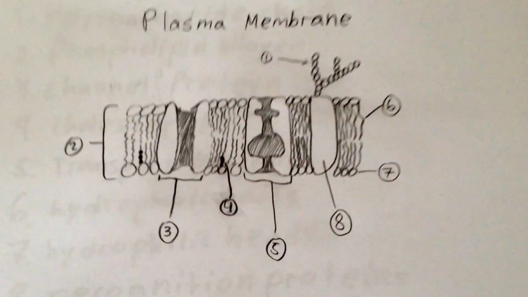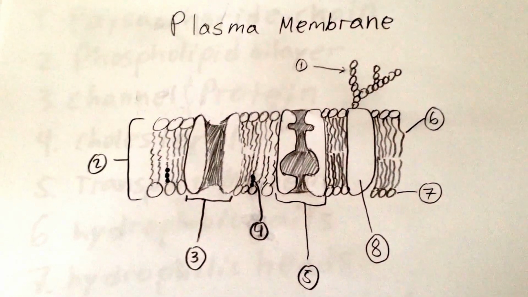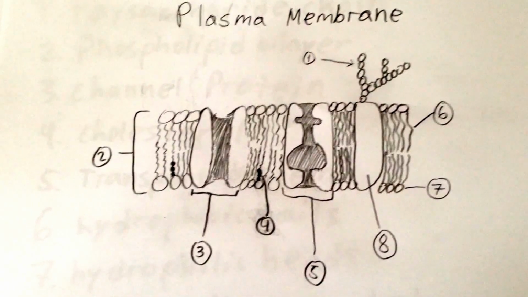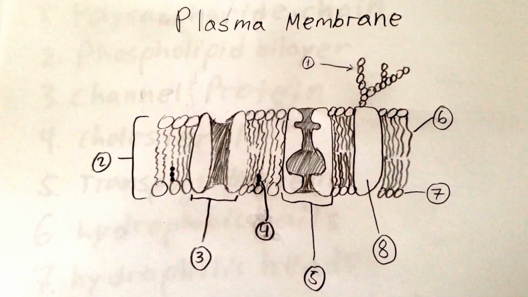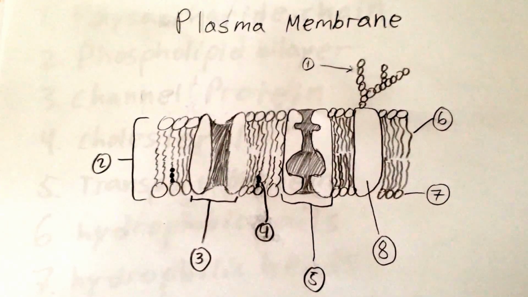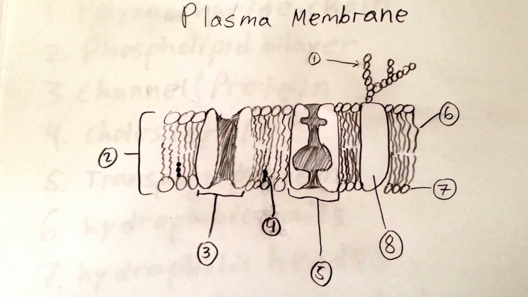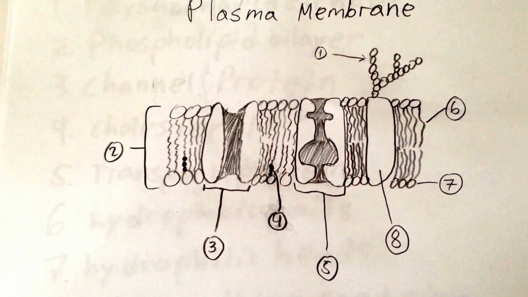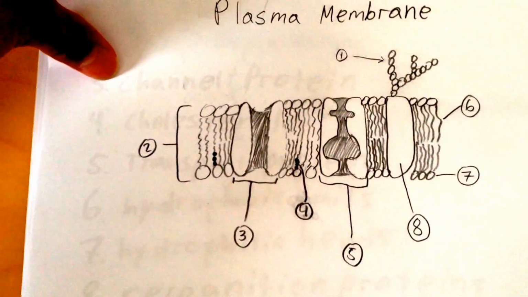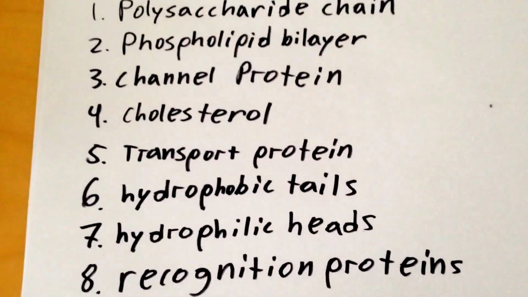Now, I have here a drawing of a plasma membrane, and I have drawn arrows to specific parts of the plasma membrane, and I would like for you to pause the video here and try to identify each part. So pause the video now. Okay, so now that you've had a chance to identify the different pieces, here are the answers.